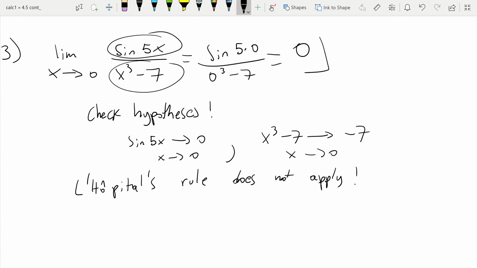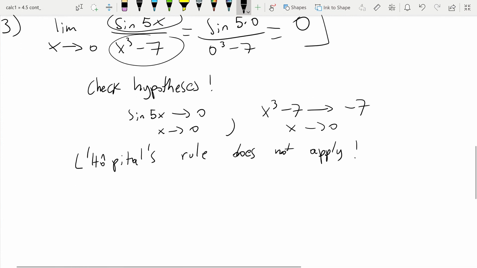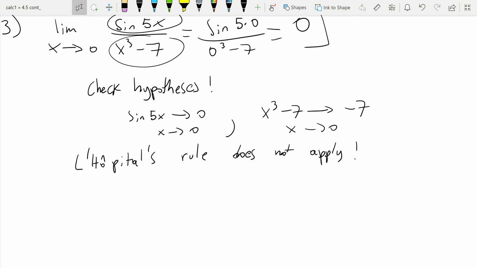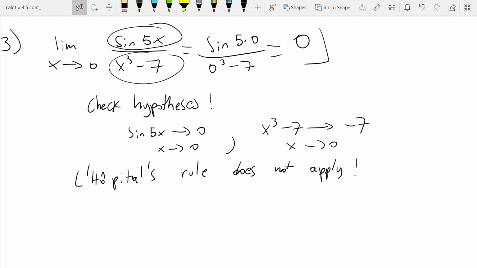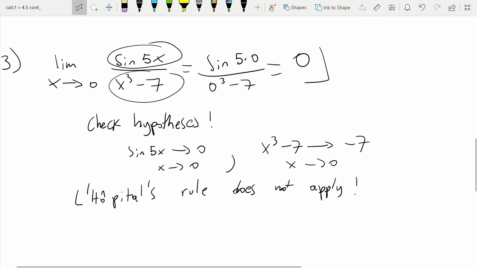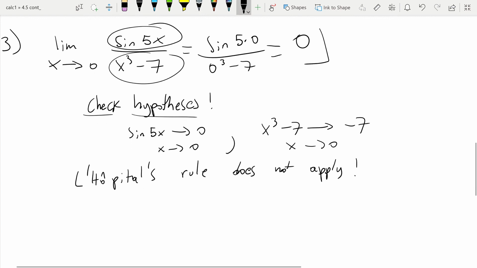But if you had tried to apply L'Hopital's rule, you would obtain cosine of 5x times 5 divided by 3x squared, and that would not lead you to anything that had a limit. Okay, so you're dividing by something that's approaching 0, while the top is approaching a constant. So that would be incorrect. So always check the hypothesis first before applying the rule.